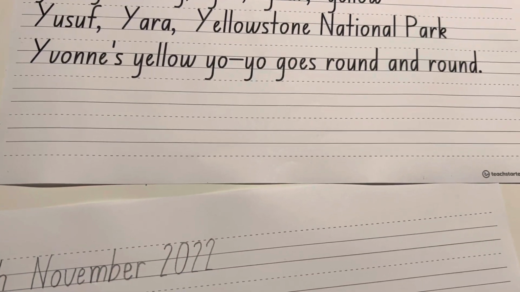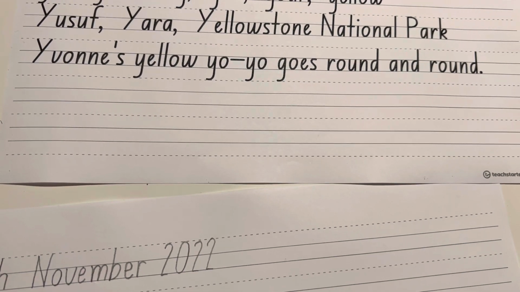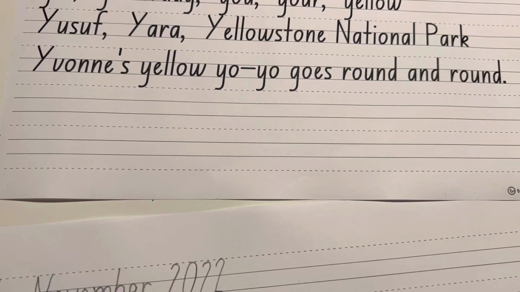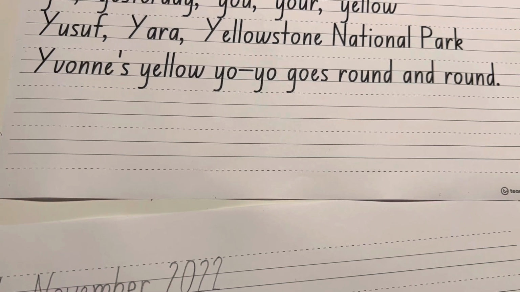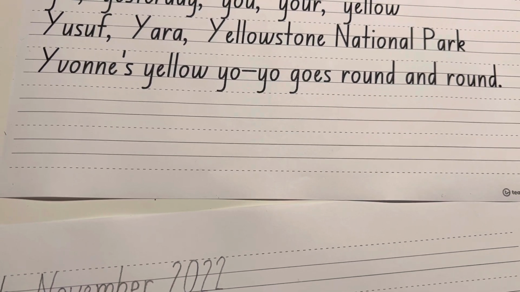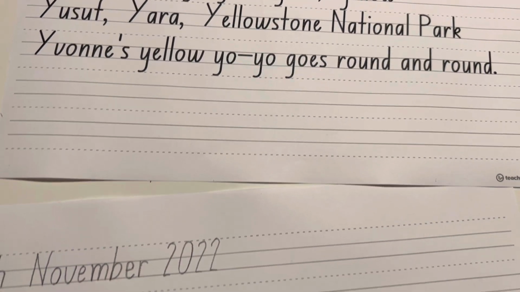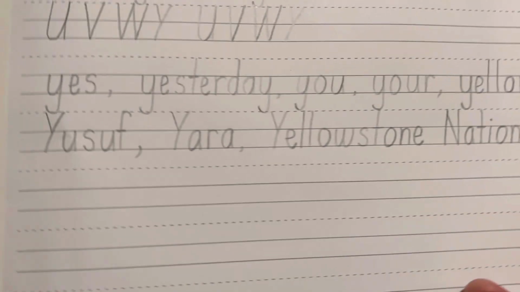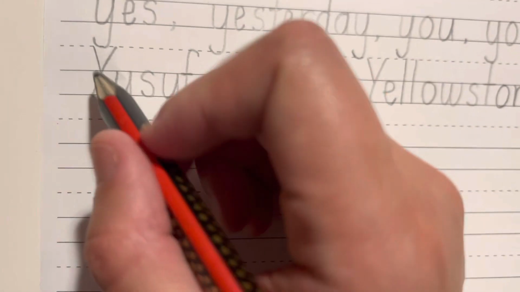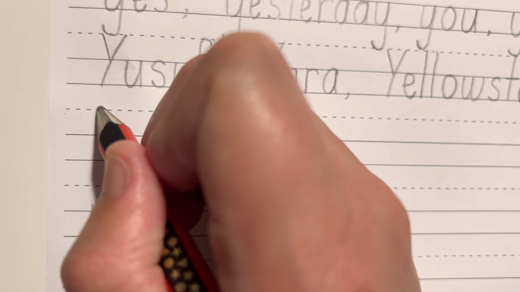And today's sentence we have is Yvonne's yellow yo-yo goes round and round. For the sentence, make sure you have a capital letter and a full stop at the end of the sentence and finger spaces in between your words. So we are going to start with a capital Y for Yvonne and also for the beginning of our sentence.